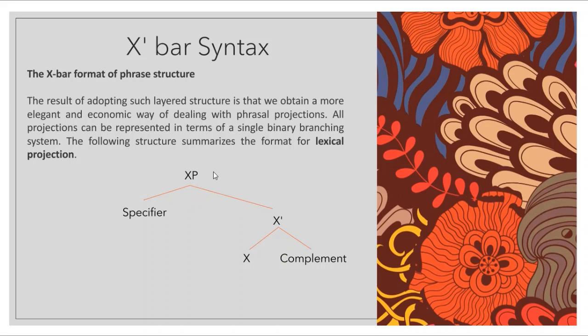Okay, so we have an X bar, an XP, which projects from it, and it consists of a specifier. And an X bar, that X bar consists of X and the complement. Okay, as I told you, the complement is the sister of the head, and the specifier or the adjunct is the sister of the X bar. I hope it's clear so far.